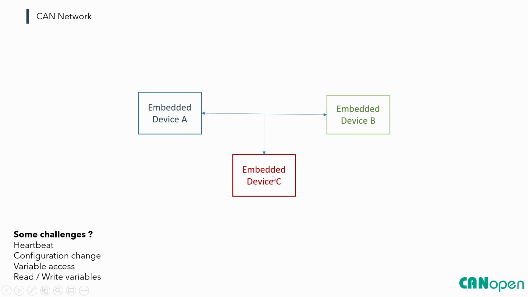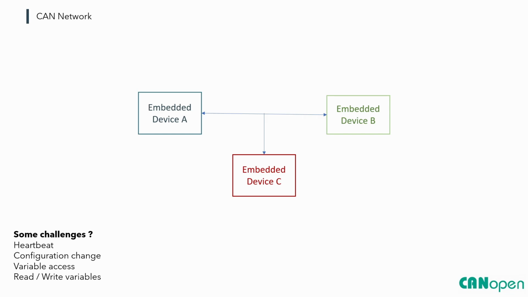So okay, we generate a packet with a certain ID, and then device B takes that packet and knows that if there is a CAN packet with a certain ID, it means they want to write some information in the variables that I have. So it basically does that. But as we go forward, you see the complexity is increasing. So that's where CANOpen comes in.